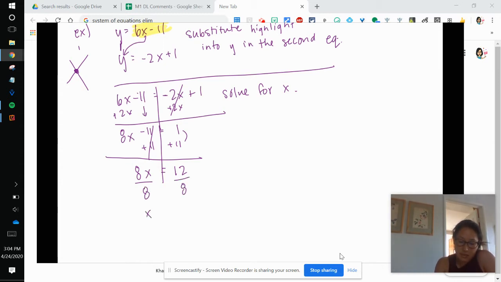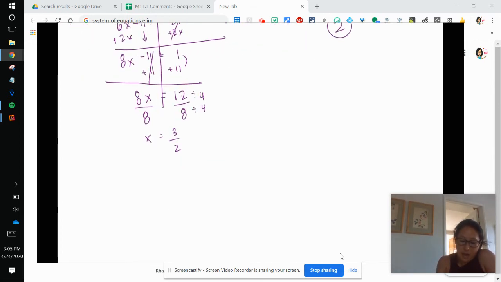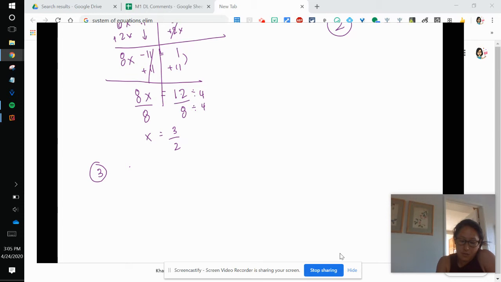Okay, so I get x is equal to, and I'm going to divide the top and the bottom by a common factor of 4. So 12 divided by 4 is 3, and 8 divided by 4 is 2. So x is 3 over 2. That's step 1. Step 2, now I'm going to solve.